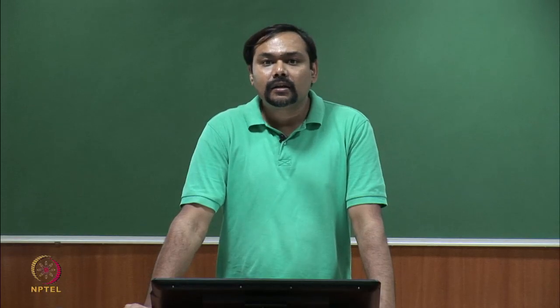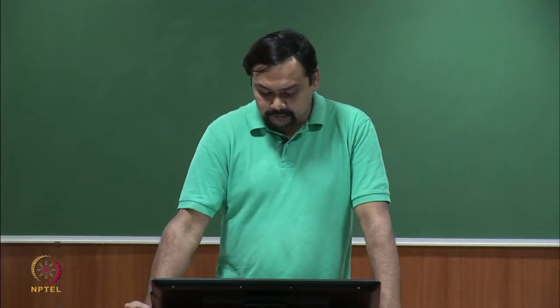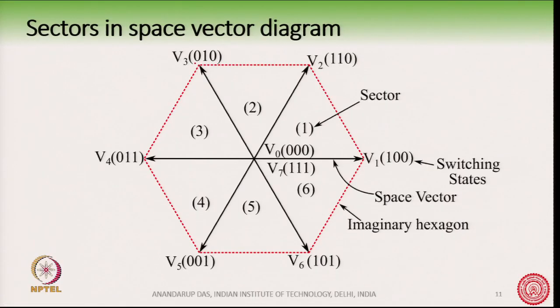So, this is the complete space vector diagram, where the 6 active vectors and the 2 zero vectors are shown along with the boundary of the diagram. We also see that this space vector diagram is divided into 6 sectors. These triangular regions are called sectors. Therefore, there are 6 sectors, 1, 2, 3, 4, 5, 6, in this space vector diagram.